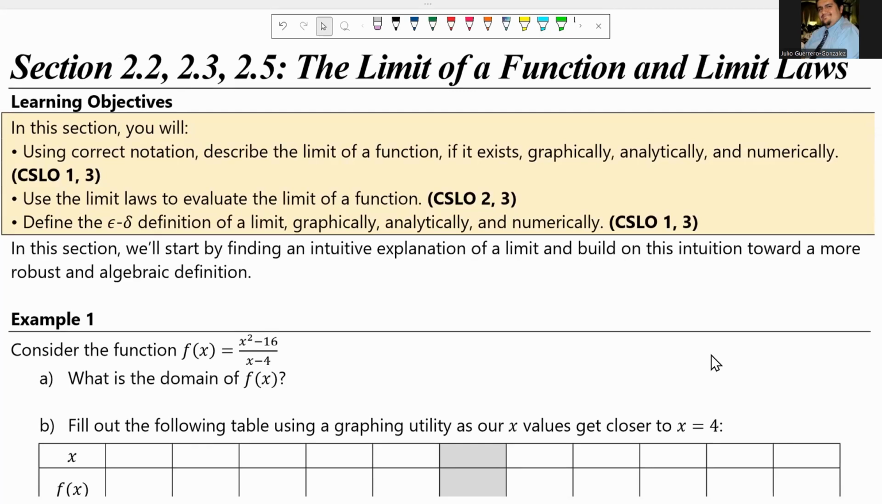Hello, everyone. This is the lecture for section 2.2, 2.3, and 2.5 of our Math 210S course, the limit of a function and limit laws.